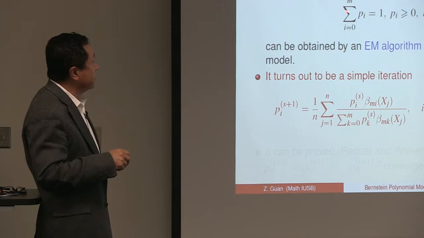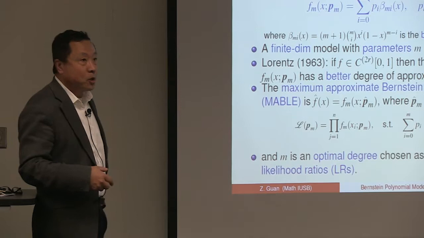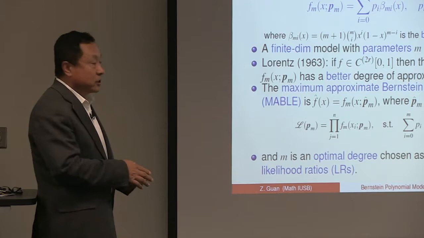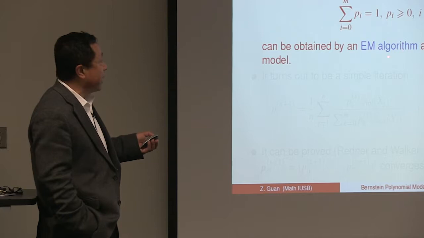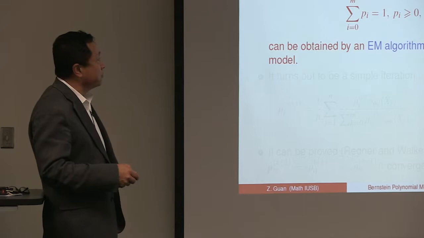Of course, this is a mixture model, a mixture of beta distributions. A mixture model is usually not a regular model, so you cannot simply use a Newton method to search for the maximizer. But as a mixture model, you can use the EM algorithm. Although the EM algorithm is slow, it's guaranteed you can obtain the maximum likelihood estimate.